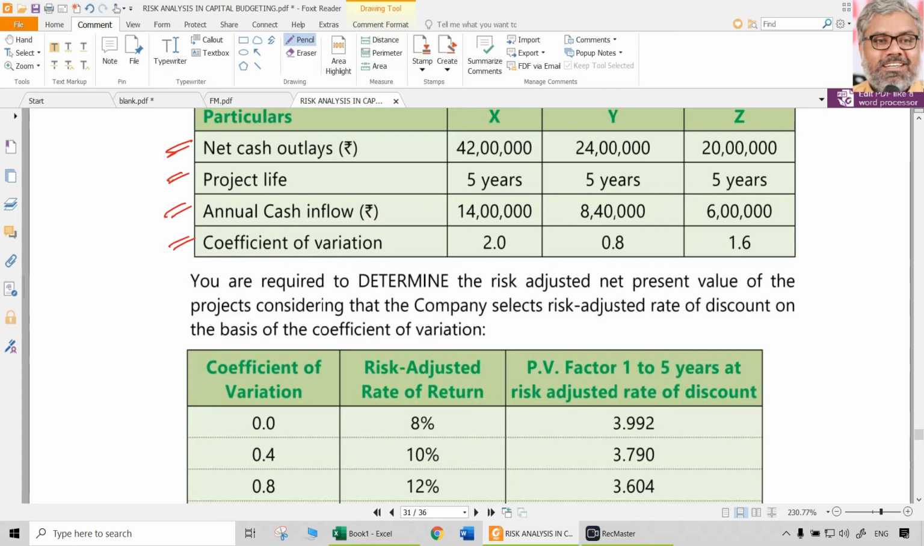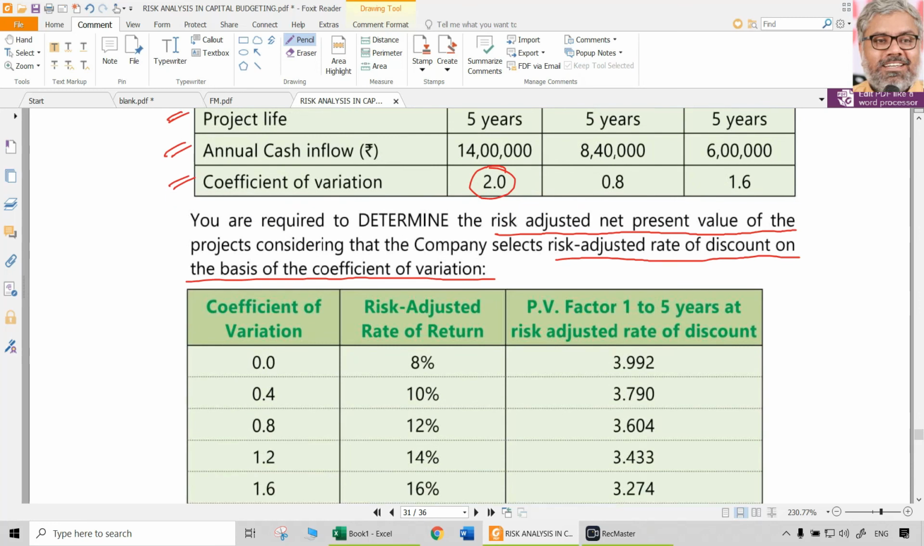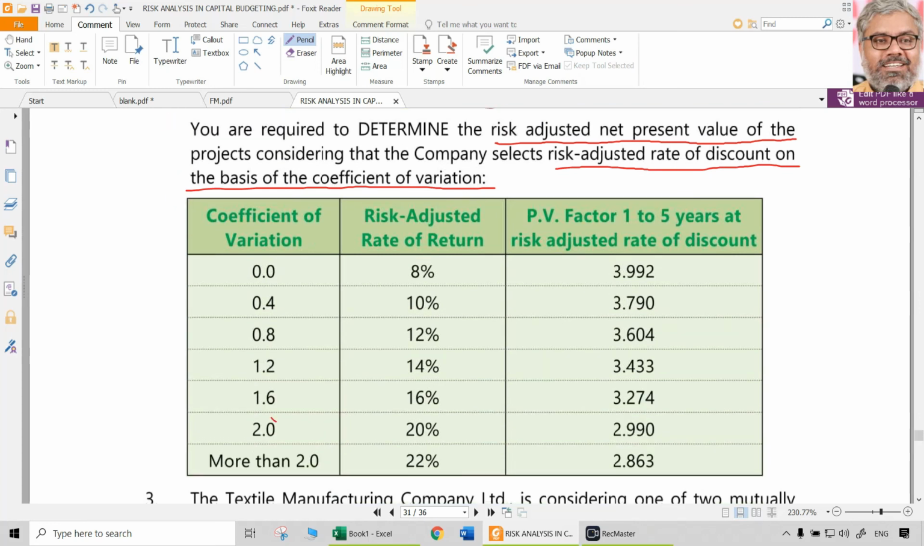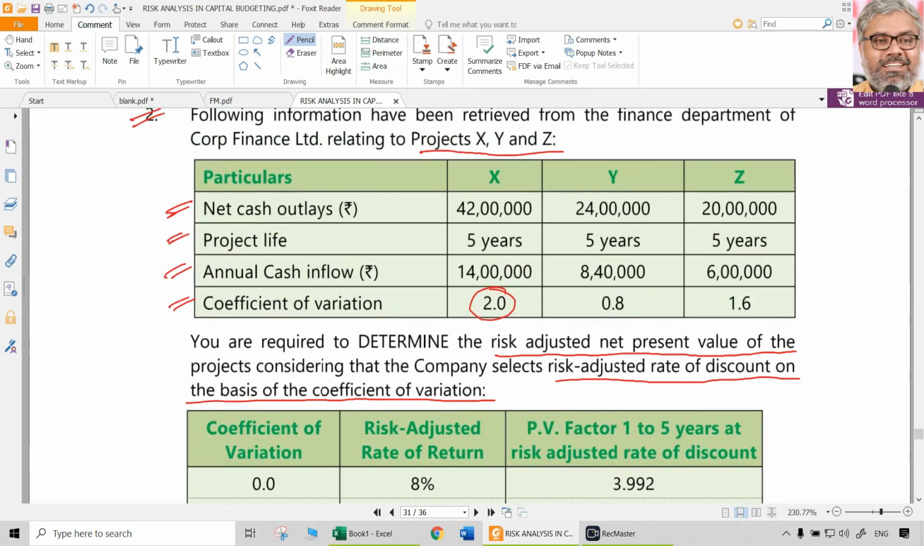So you are required to determine the risk adjusted net present value of the projects, considering that the company selects risk adjusted rate of discount on the basis of coefficient of variation. So depending upon the coefficient of variation, the risk adjusted discount rate will be determined by the company. So for example, if project X has a coefficient of variation of 2, which is this, the risk adjusted discount rate to be applied for that project will be 20%. So X has to be discounted with 20%. That is the inference. Y has a coefficient of variation of 0.8.